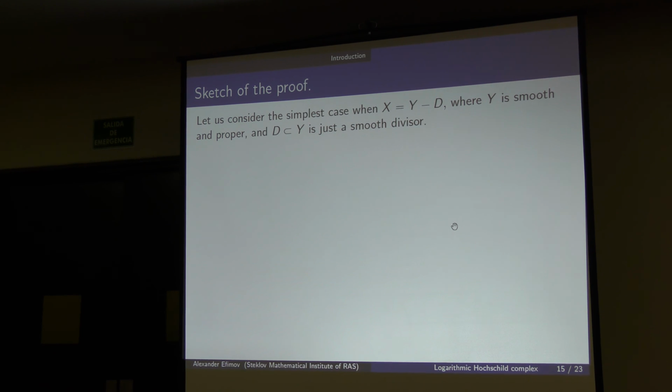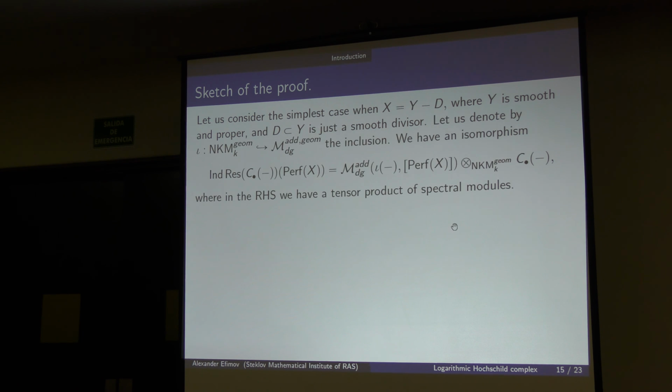Just for simplicity, consider the simplest possible case when there is only one divisor at infinity. Only one smooth divisor, so no intersections. Let us denote by iota this inclusion of smooth and proper geometric DG categories into all geometric DG categories, and just by the general construction of this left adjoint, we have an isomorphism.